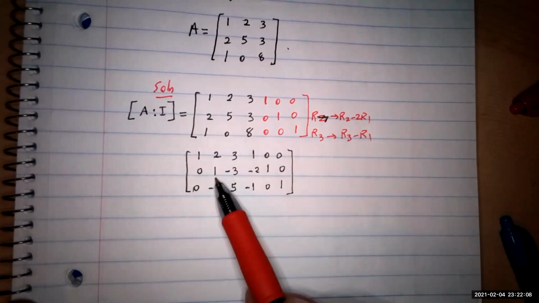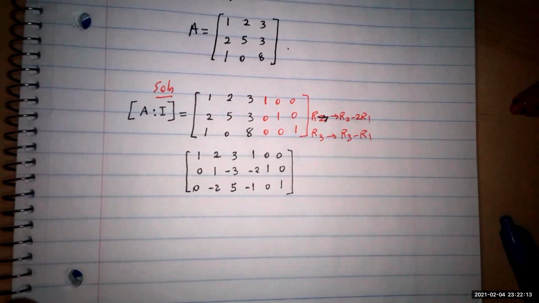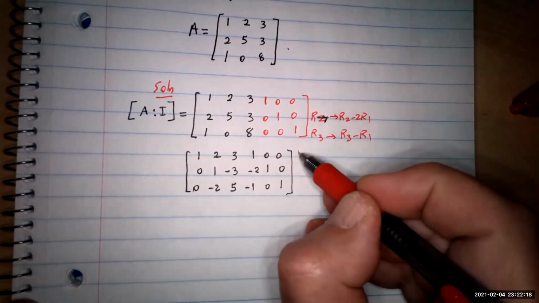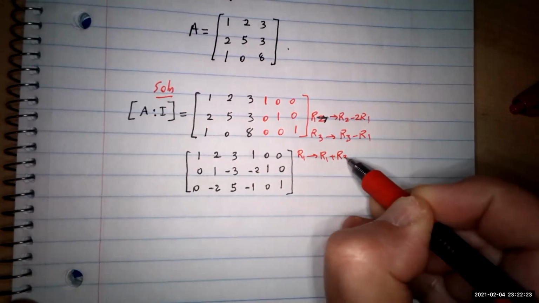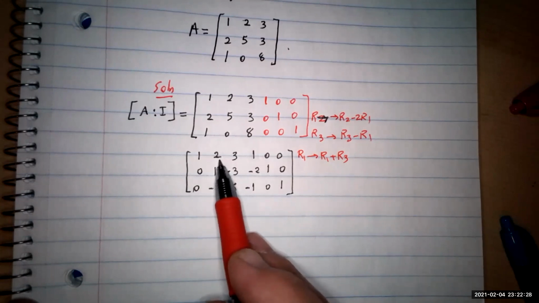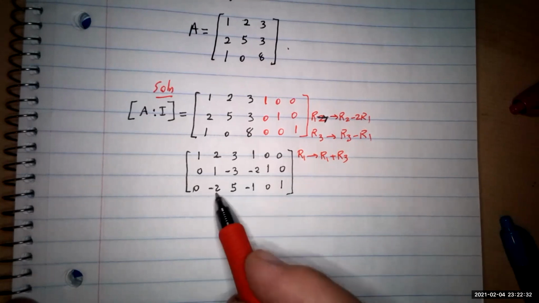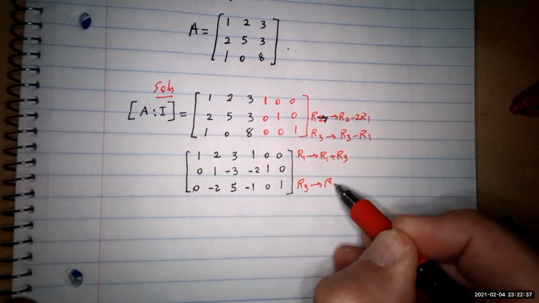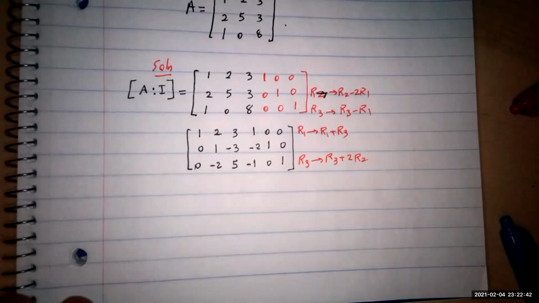Now the second one, we already got the 1. So you have to change these two to the 0. Okay, so this is the way we're going to do it. This is the R1. I can check the R1 plus R3. You see R1 plus R3, that gives me 0 here. To make a 0 here, I can multiply this one by 2 and add it. So this is going to be R3. I'm going to get R3 plus 2R2, to make those 0.